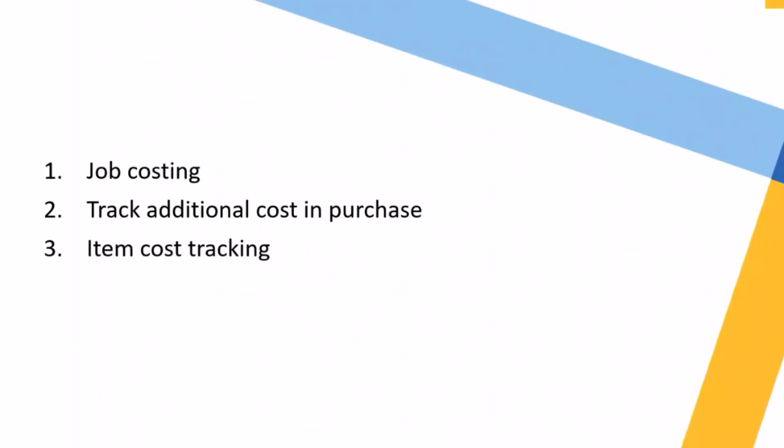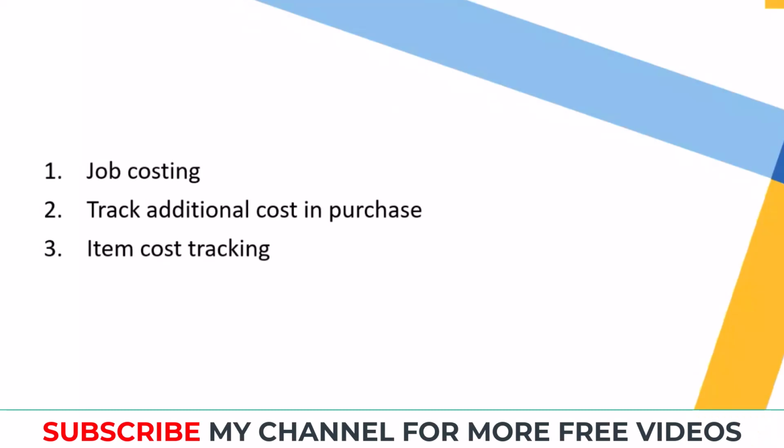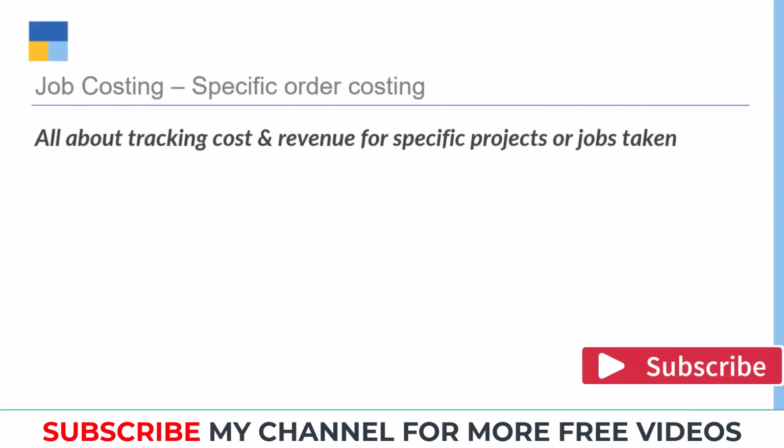So in today's session, we are going to discuss these three inventory features. We will take you through job costing, in which particular scenario you will be deploying this feature. And we'll discuss one of the small features, that is tracking additional cost. And in relation to this, whatever the item cost tracking in an advanced way we have given, we will discuss these three topics today. So first, let us start with the job costing feature.